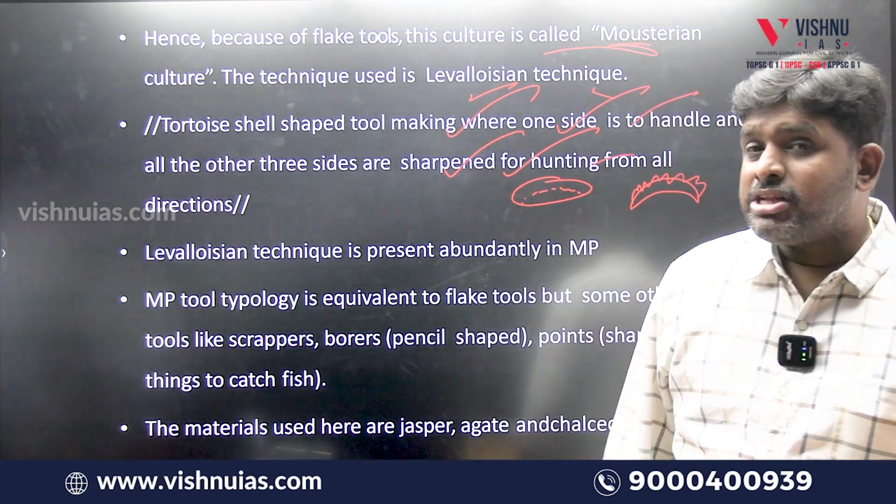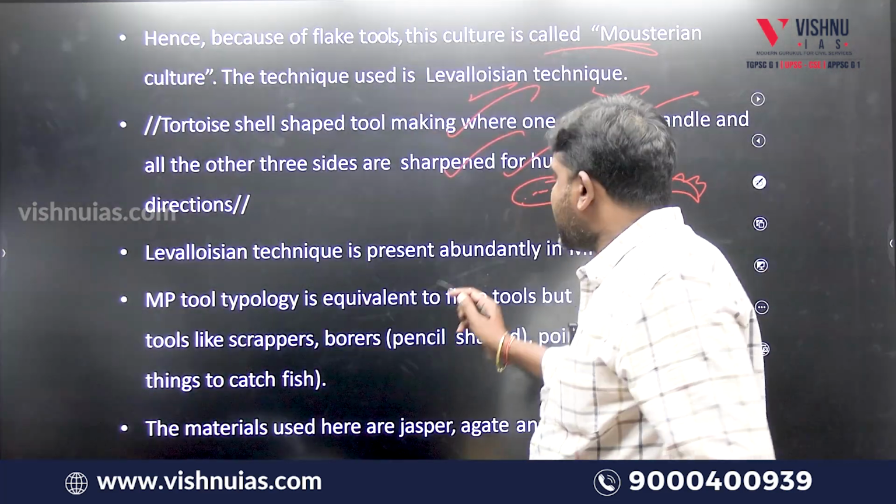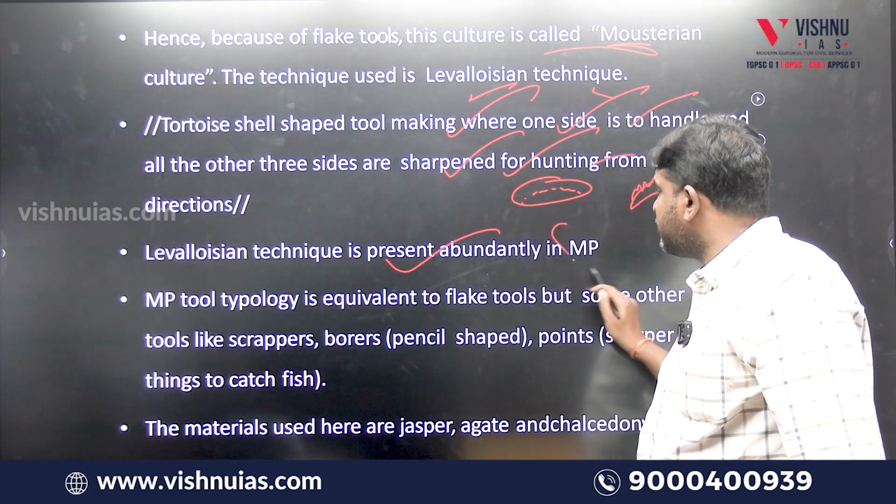So for Middle Paleolithic, roughly you have to remember, we can expect a question in Prelims also. Middle Paleolithic is famous for abundant flake tools. Statement is correct. Lower Paleolithic has abundant evidence of hand axes. Yes, correct. Levalloisian technique is present abundantly in which phase?